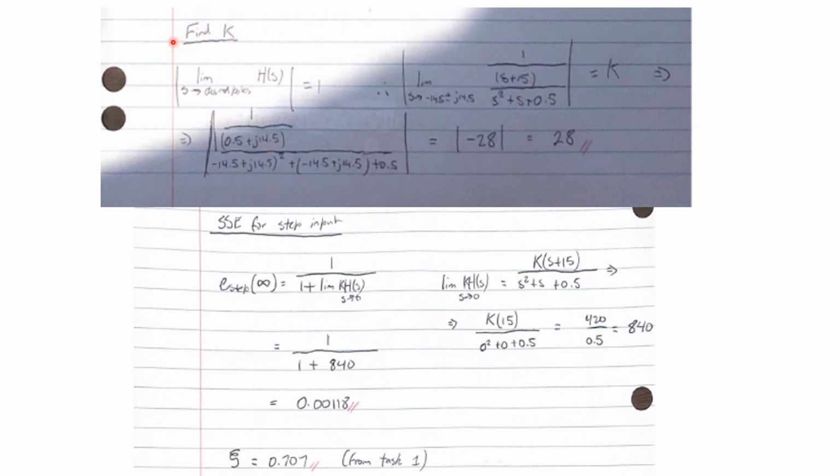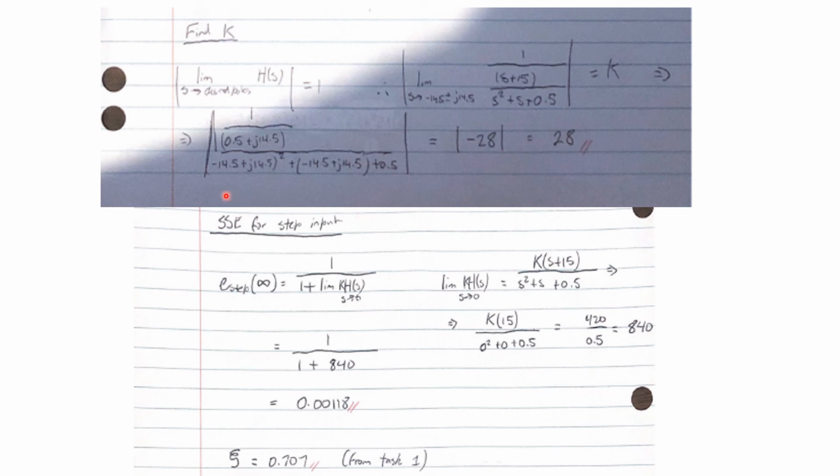So now finding k is just as simple as plugging in our values into the formula. So we rearrange this formula to find an expression for k. And then we go through and substitute in the positive pole value into this equation here, and this gives us this, and then take the absolute value of negative 28 gives you positive 28.